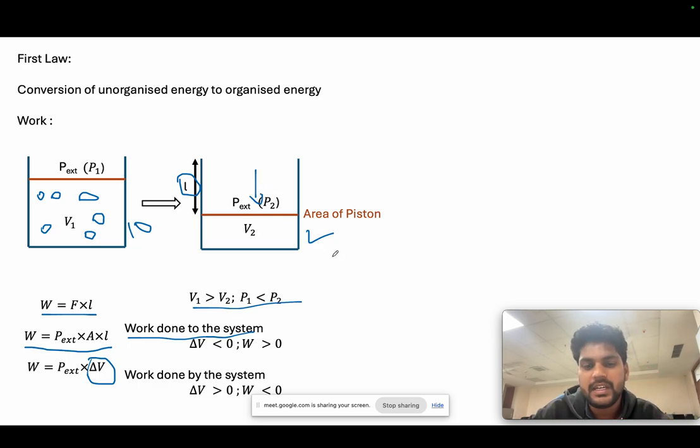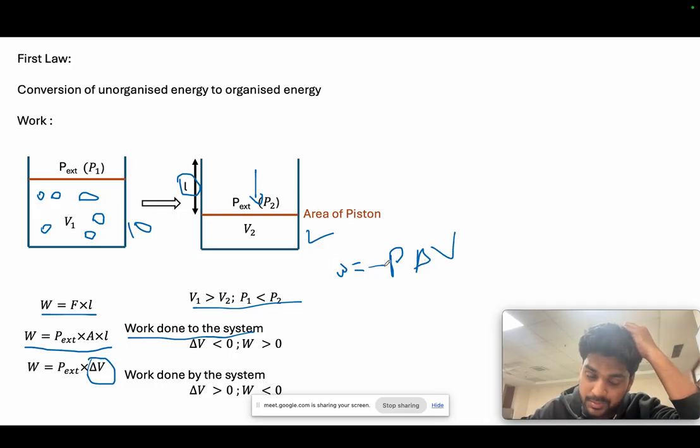Then delta V will be V2 minus V1, which is 2 minus 10, that is minus 8. We already discussed that delta W equals minus P delta V. Why minus? Because it is work done to the system. That is a notation which every book follows. So work done to the system will be negative, and work done by the system will be positive, since negative of negative is positive.